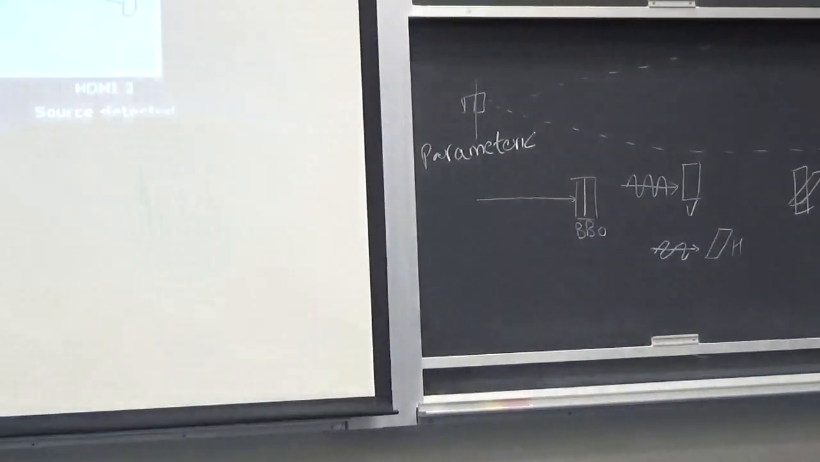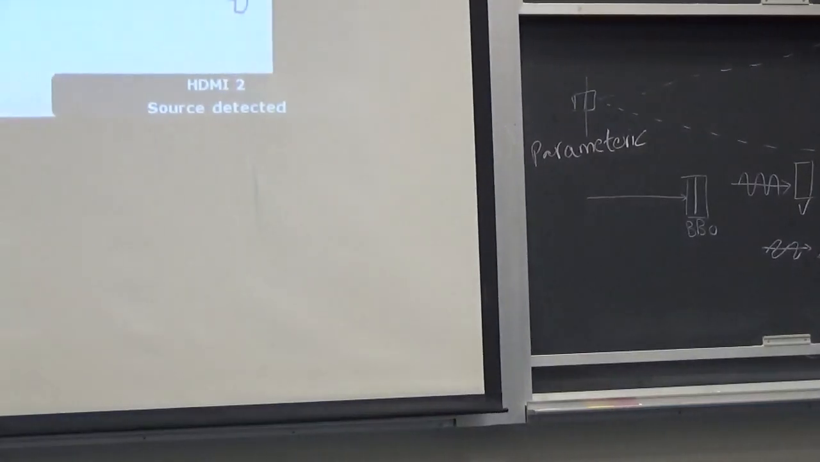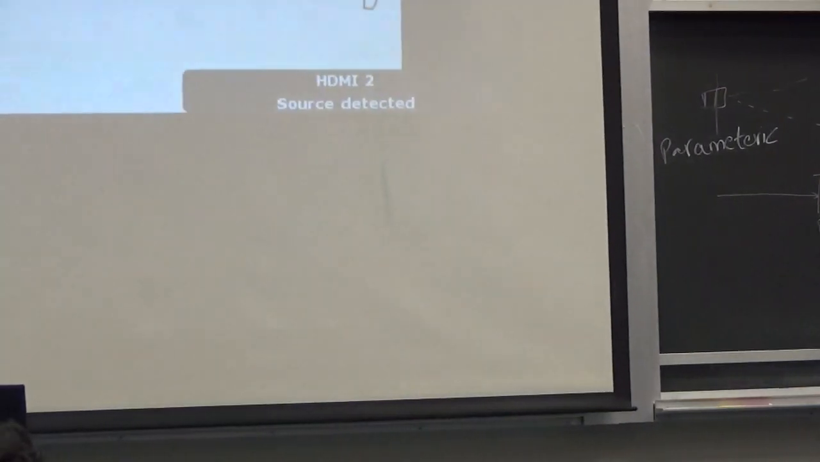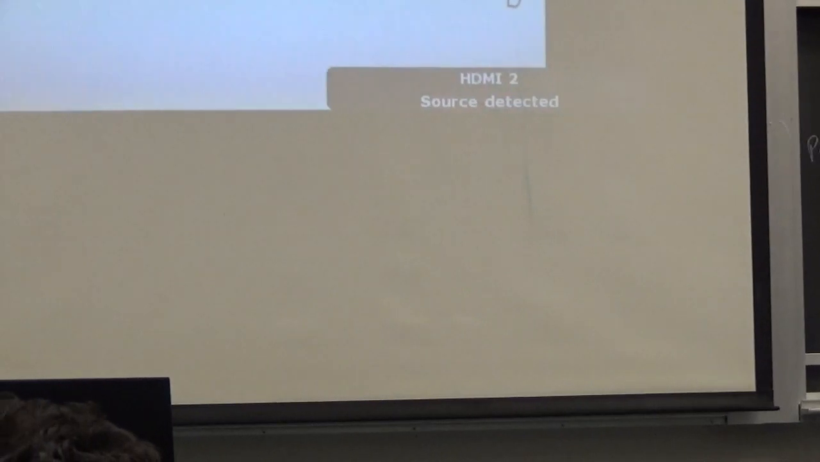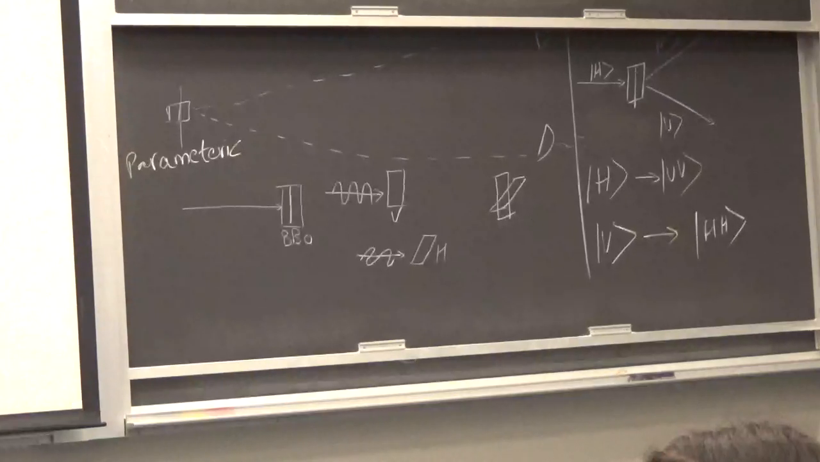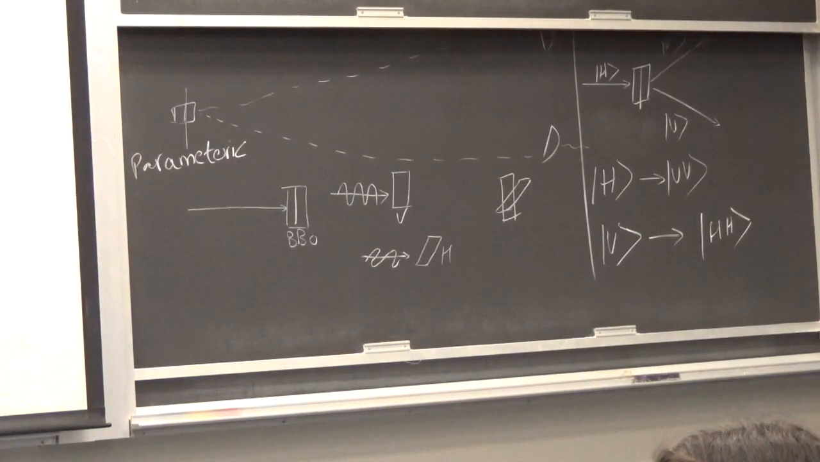So this is how we generate different polarization states for a single photon. Right? So by changing the input state to the BBO crystal, I can change the output that's being down converted by the crystal.